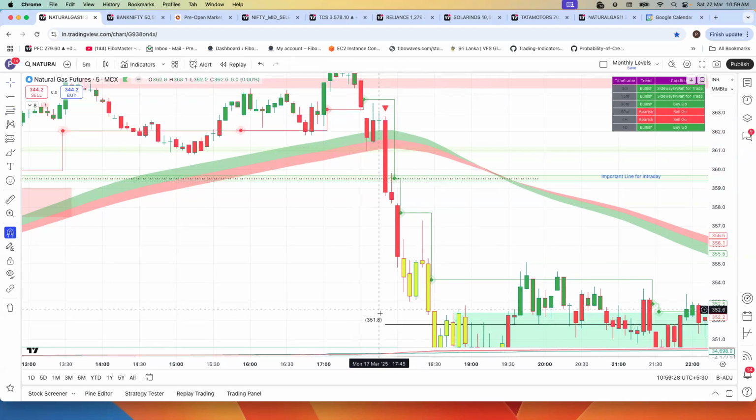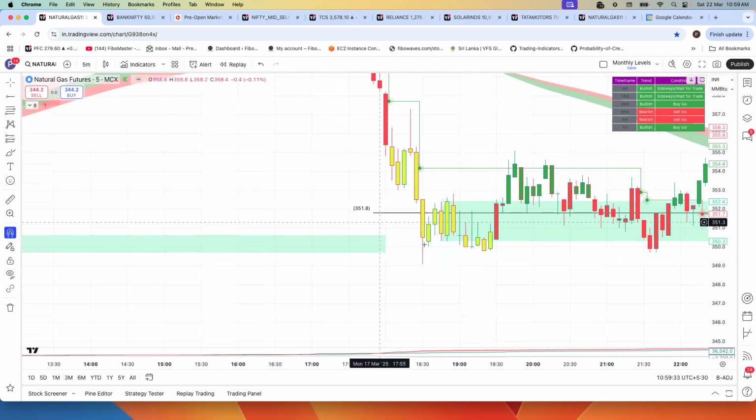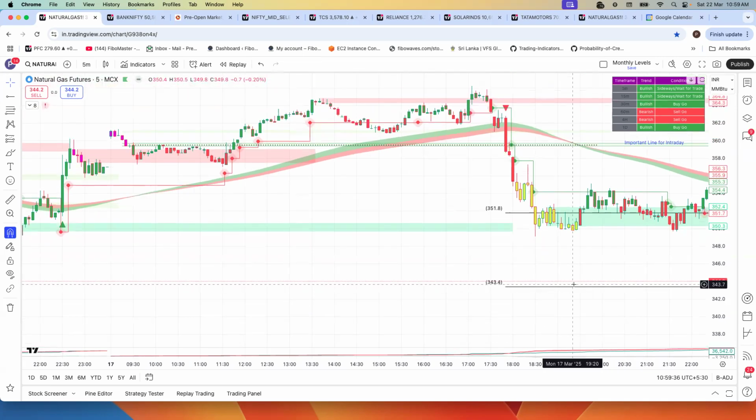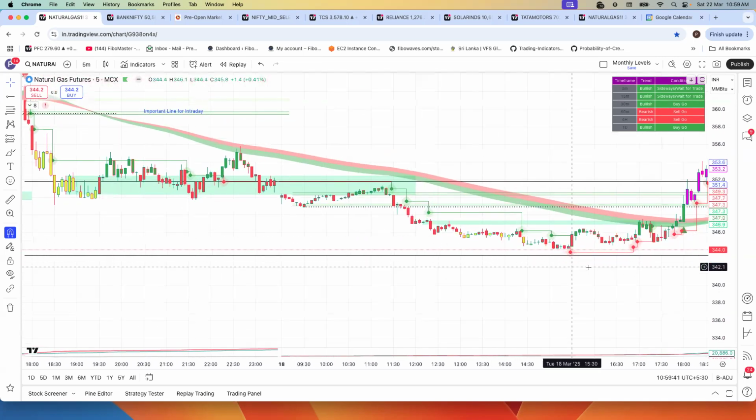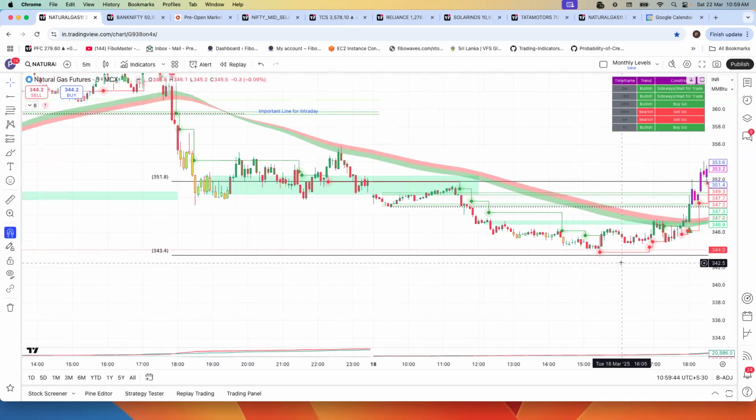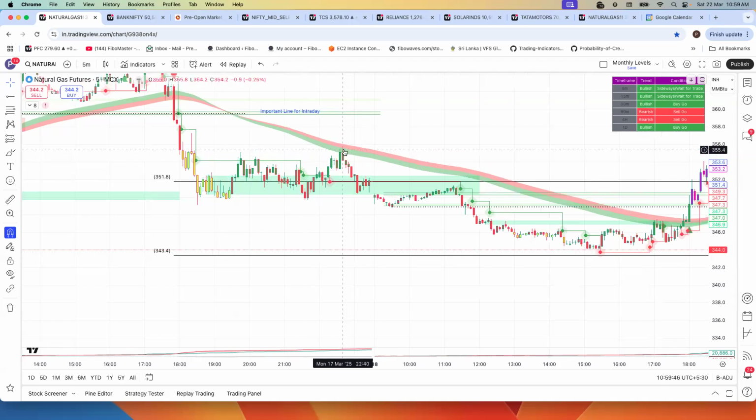So what is the target? 3.351. The first target is hit. And then the second target is what? 343. Got it? It went up to the cloud, came down, and then the trend has already changed. So that means it's in the falling phase only, so you cannot go on the long side. It is giving a confirmation to hold your trade till 343. So simple.